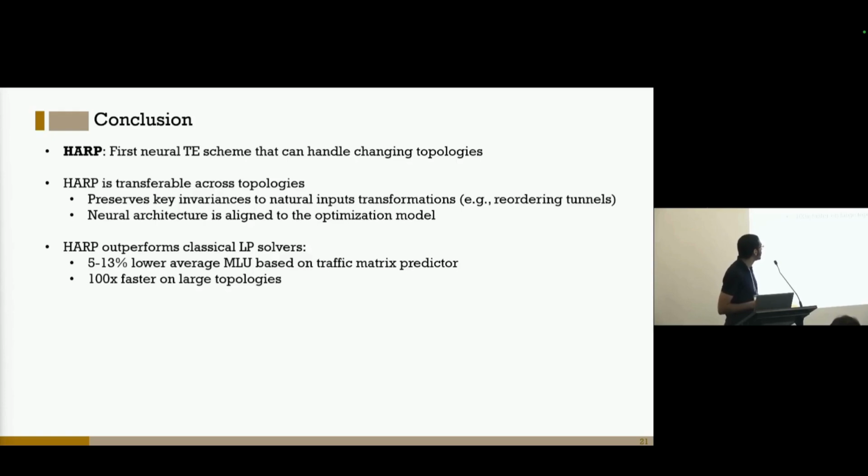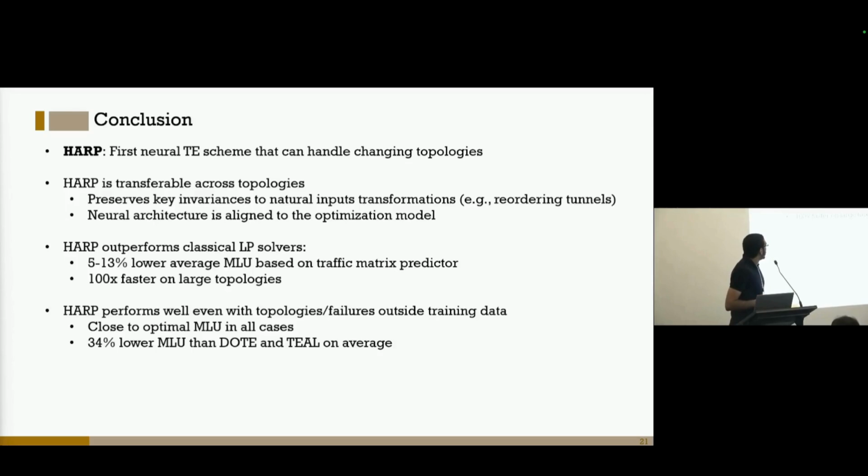At the same time, HARP is 100 times faster on large topologies than classical LP solvers. HARP performs well even with topologies or failures outside training data, while being close to optimal in all cases. Finally, HARP generates 34% lower MLU than state-of-the-art neural TE schemes like DOTE and TEAL on average.